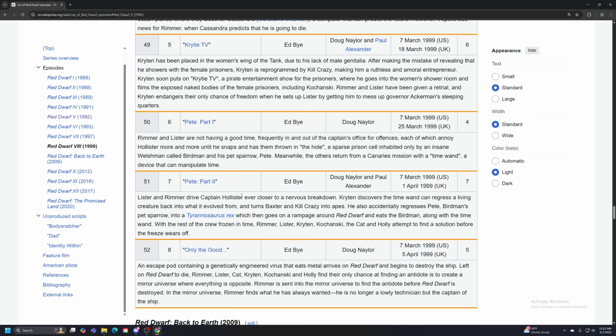Episode 8. An escape pod containing a genetically engineered virus that eats metal arrives on Red Dwarf and begins to destroy the ship. Left on Red Dwarf to die, Rimmer, Lister, Cat, Crichton, Kochanski, and Holly find that their only chance at finding an antidote is to create a mirror universe where everything is opposite. Rimmer is sent into the mirror universe to find the antidote before Red Dwarf is destroyed. In the mirror universe, Rimmer finds what he has always wanted. He is no longer a lowly technician, but the captain of the ship.